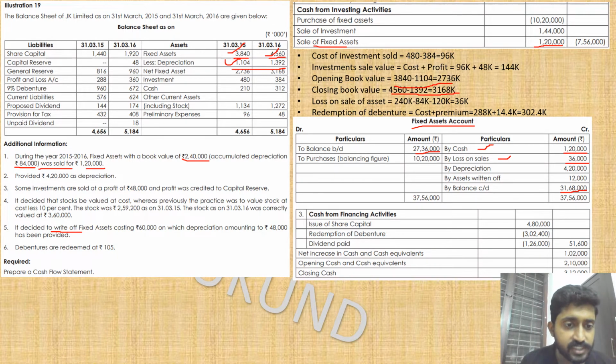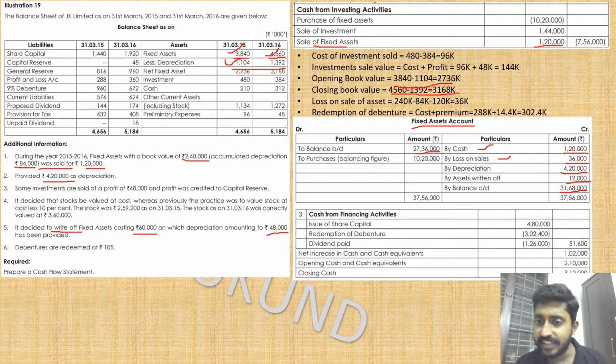Next, depreciation. It is given for the current year, 4 lakh 20,000 is the depreciation. Yes, depreciation also I am crediting. If I am crediting the fixed asset account, the fixed asset balance will go down. So depreciation is crediting the fixed assets account. Next, it is also said asset written off cost is 60,000, on which depreciation of 48,000. So book value is 12,000. So that is written off. 12,000 is written off.